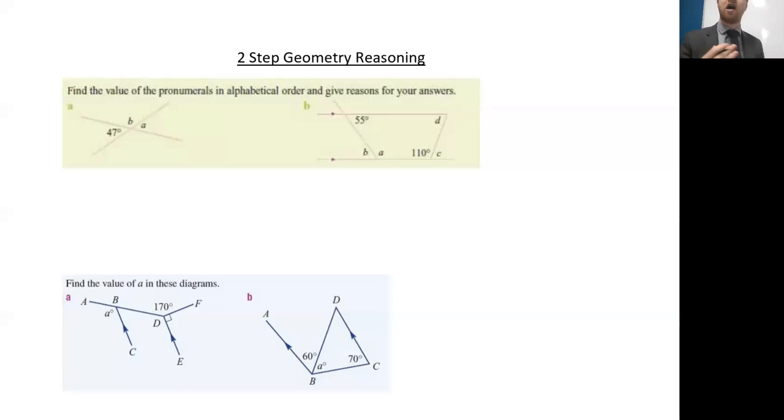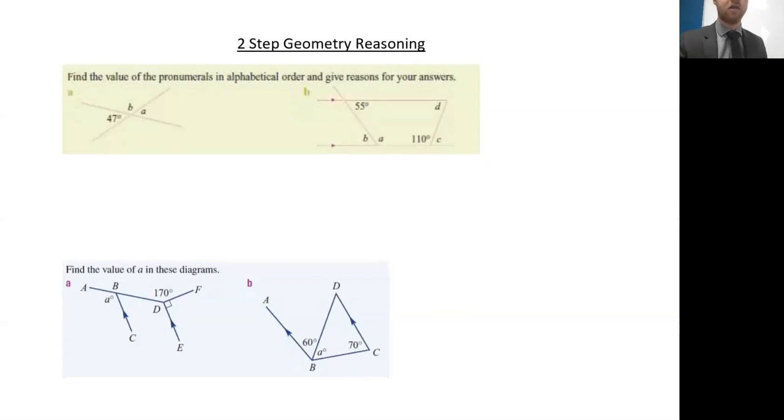Some of these have two different unknowns, or more unknowns that we're trying to find, and we have to use multiple reasons to get to the answers we need. Okay, so let's look at a couple of these. Firstly, we've got to find the value of these pronumerals in alphabetical order. So we've got to first find A and then B, etc., and give reasons for your answers.